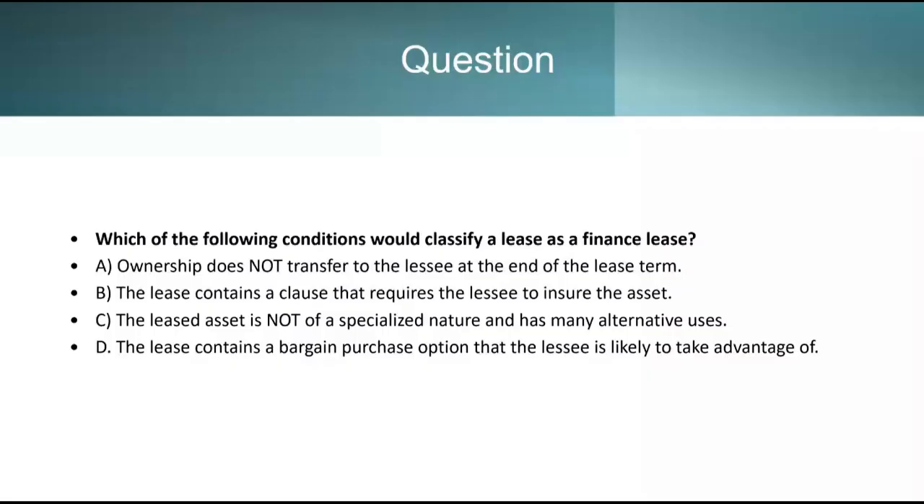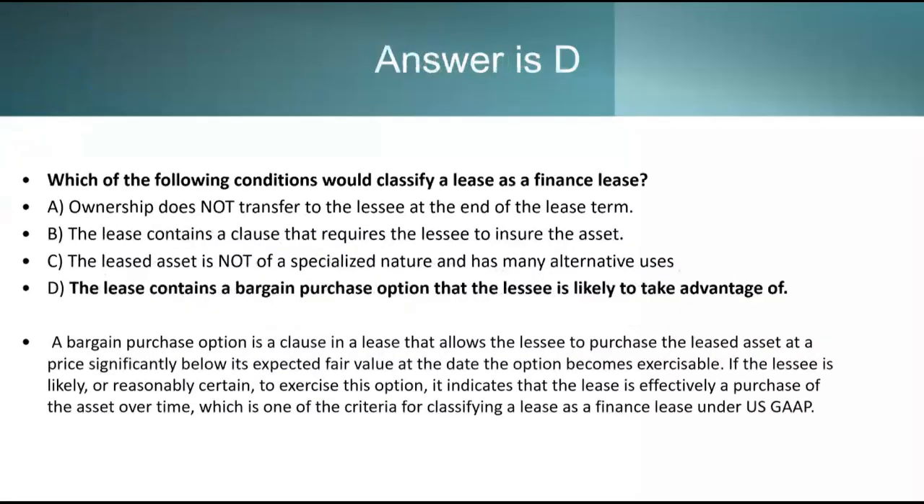C, the leased asset is not of a specialized nature and has many alternative uses. That's wrong because for it to automatically be considered a finance lease, it would have to have no alternative uses. So having many alternative uses is more evidence that it's an operating lease. So it must be D. The lease contains a bargain purchase option that the lessee is likely to take advantage of. Letter D is correct.